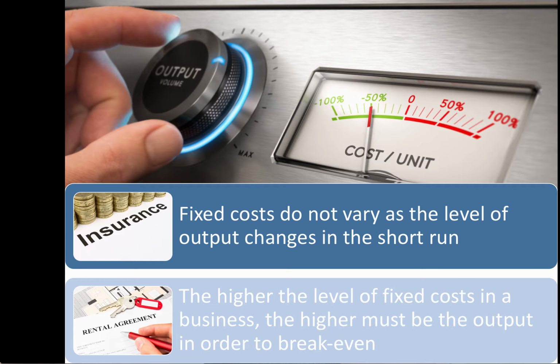So fixed versus variable costs. Fixed costs are those costs that a business faces that don't vary as the level of production changes in the short term. Sometimes called overhead costs. Regardless of the output level in the short term, the fixed costs will remain the same, and indeed the higher the level of those fixed costs, the greater will be the output in order to break even.